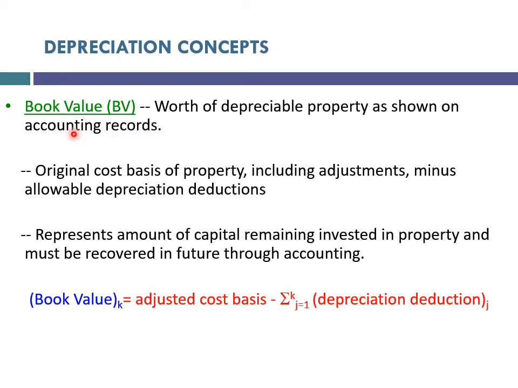So how do we calculate the book value? The book value in year K is equal to the adjusted cost basis, this is the initial cost, minus all the depreciation deductions that we do during year 1 through K. So a book value of a property in year K is its initial cost minus the cumulative depreciation that we do until this year.